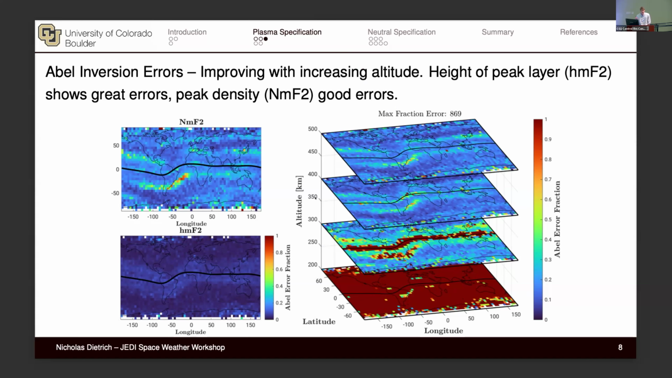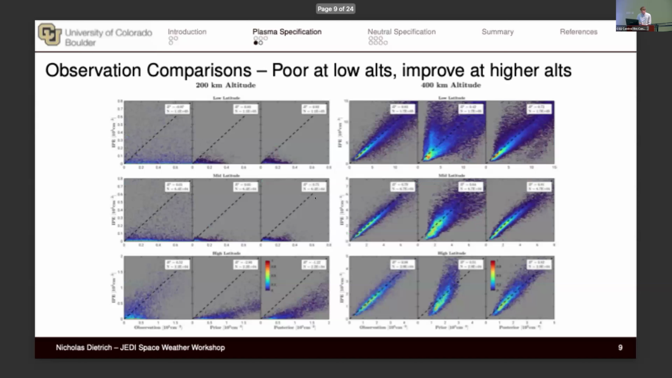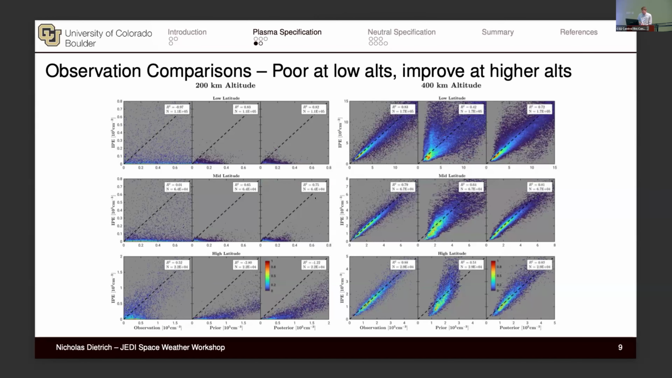And then I'm using these errors that we quantify actually in the observation R matrix as well. And so just comparing the WAM-IPE with COSMIC or retrieved RO EDPs, I'm showing two altitudes. I'm first going to focus on this 400-kilometer altitude comparison, where you can read this observation chart as the first column are observations, the second column is our TIE-GCM prior, and then the third column is the posterior after our assimilation.